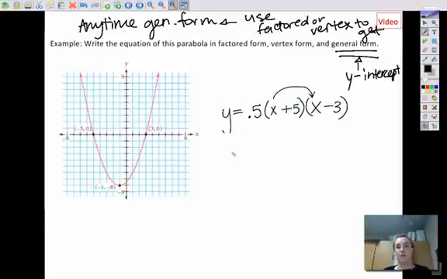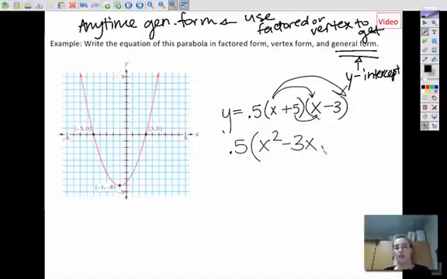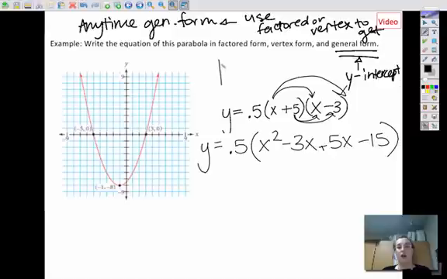I'm going to take first times first. I'm going to keep the 0.5 out front. First times first, that's x squared. Outside terms, that'd be minus 3x. Inside, that'd be plus 5x. And last, that'd be minus 15. Okay, and that's y equals. Remember that you can also use the box to help you FOIL. You can do x plus 5, x minus 3. This will get you the same thing as you're going along here. It's just a way to organize your FOIL.